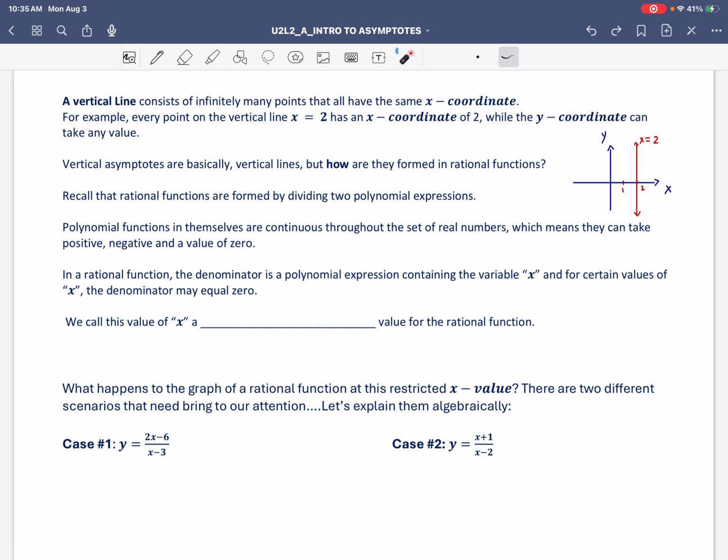Polynomial functions are continuous for all real numbers. However, in a rational function, the denominator may contain a variable and may take a value of 0 at specific values of x. Since division by 0 is undefined, any value of x that makes the denominator equal to 0 must be excluded from the domain. In grade 11, we refer to these values as restricted values.